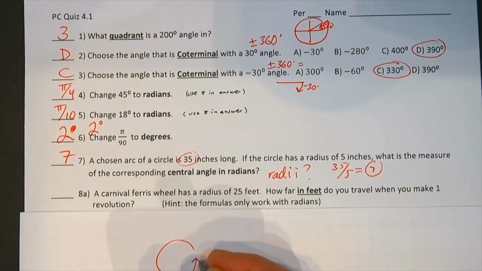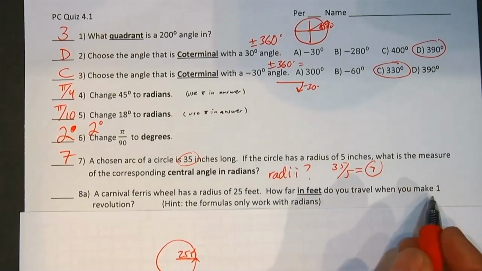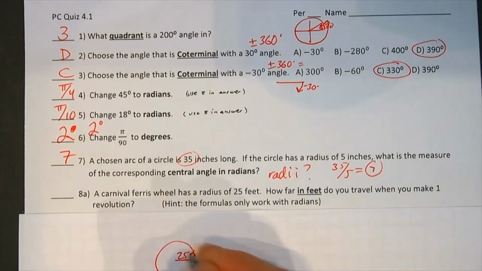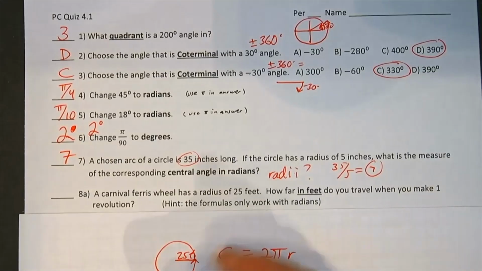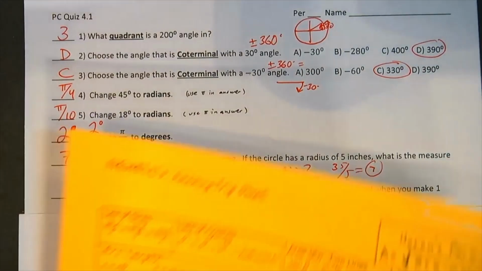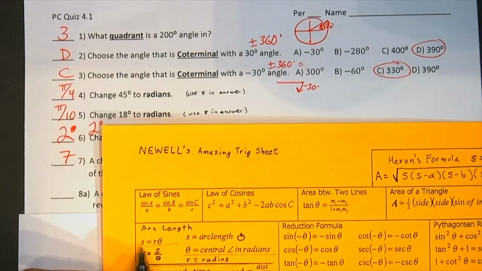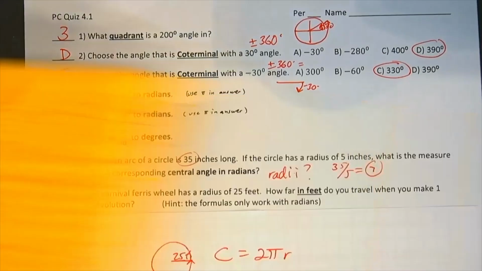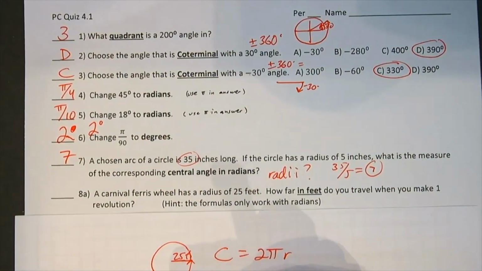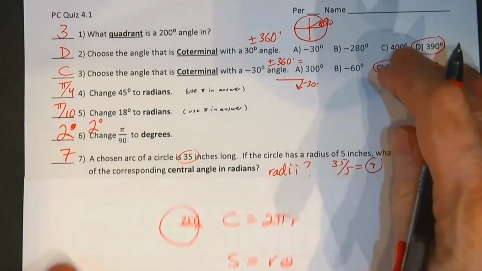Okay, Carnival Ferris wheel has a radius of 25 feet. Here's the Ferris wheel. The radius, once again, is 25 feet. How far in feet do you travel when you make one revolution, when you go all the way around? We could do this, 2 pi r, or I could use S is r times theta. I could use either one of these.